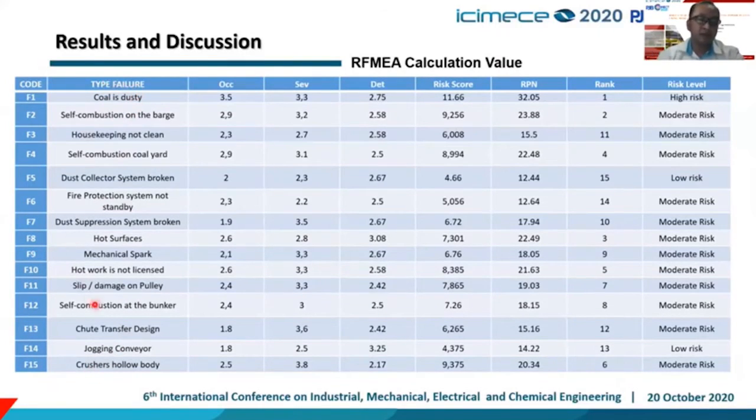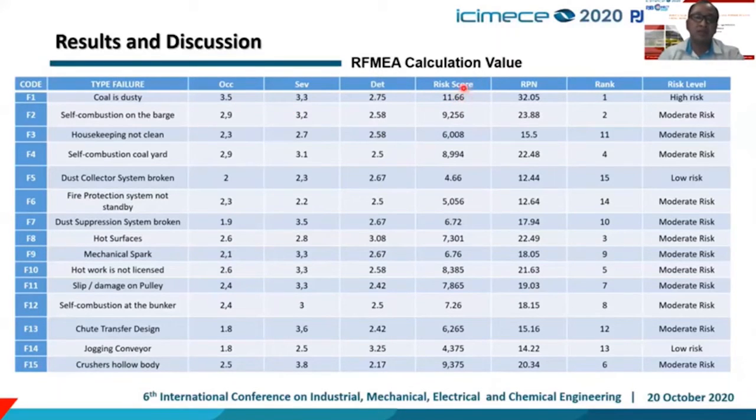These 15 failures we obtained from brainstorming with expert power plant workers through deep interviews and questionnaires. We gave the workers a questionnaire to fill in the occurrence, severity, and detection. After they filled in the questionnaire, we could calculate the risk score.